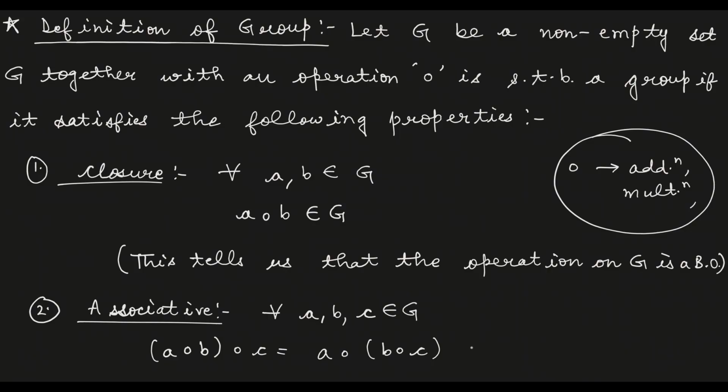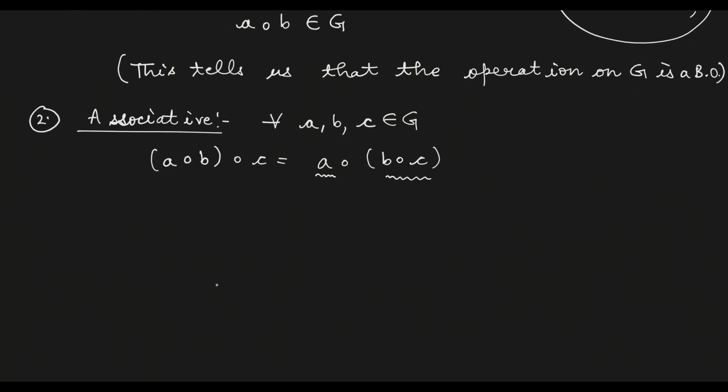So associative property means that for all A, B, C belongs to G, if A is composed with B and then B is composed with C, means I am composing A and B together, then I am composing it with C. And if I am composing B and C, then I am composing it with A. This is same in associative property.